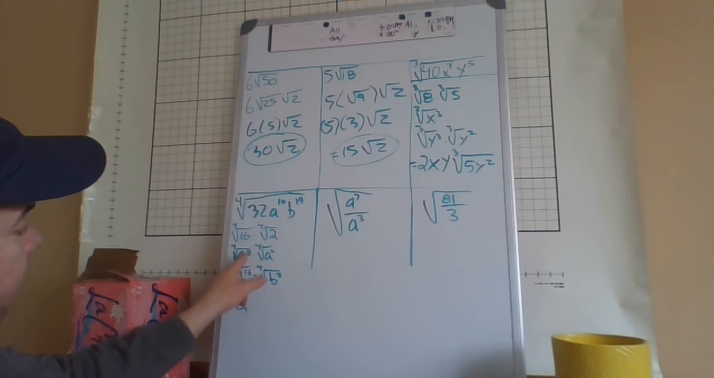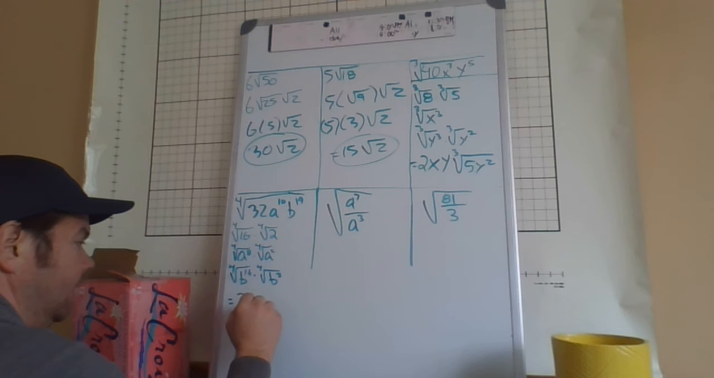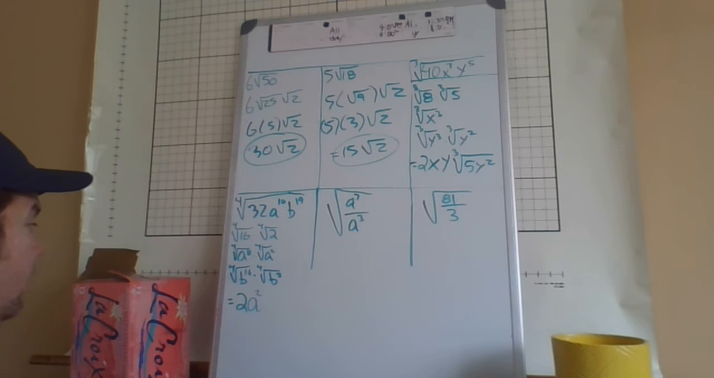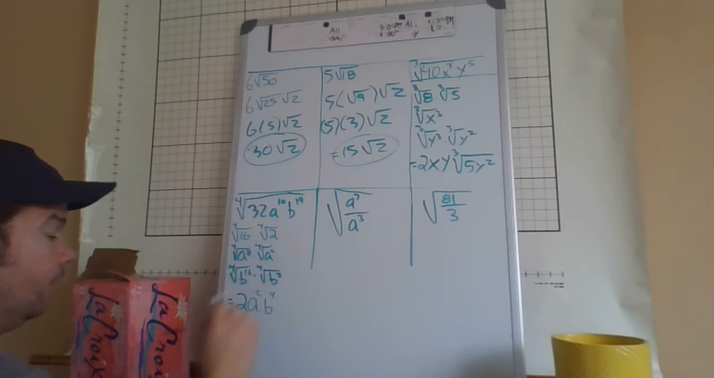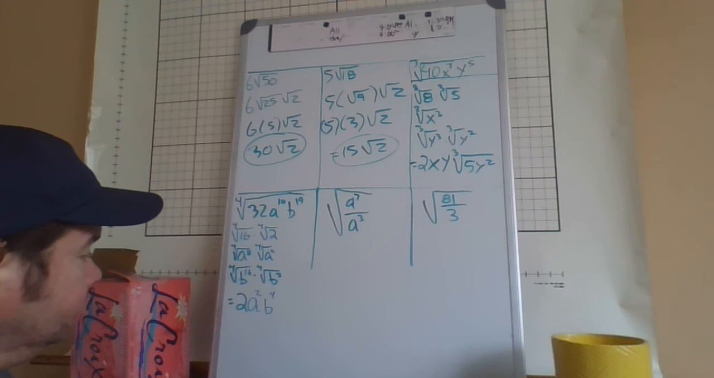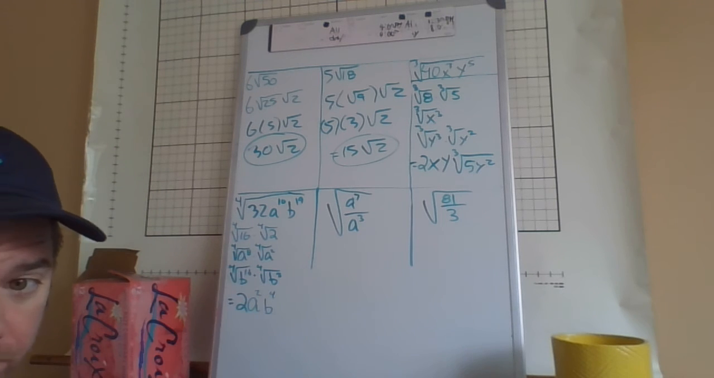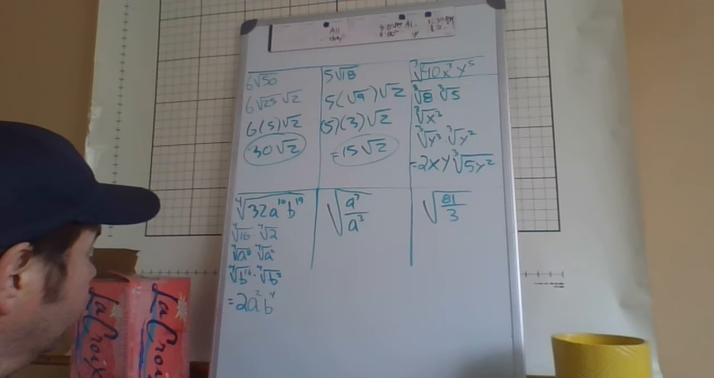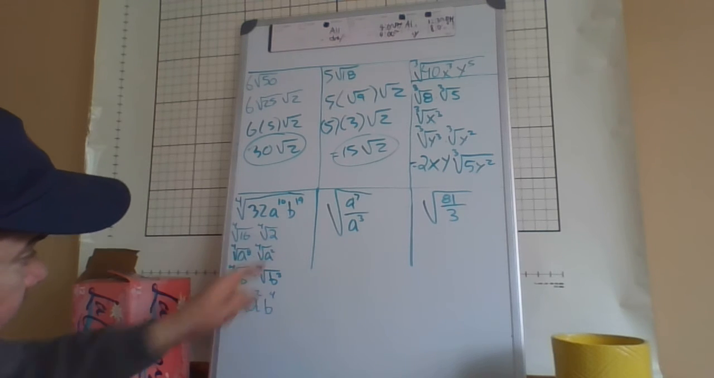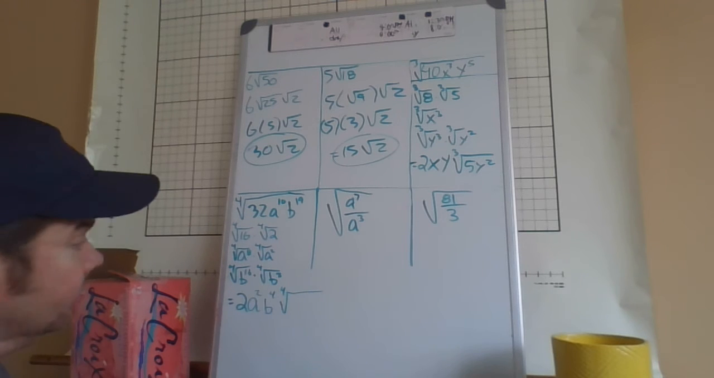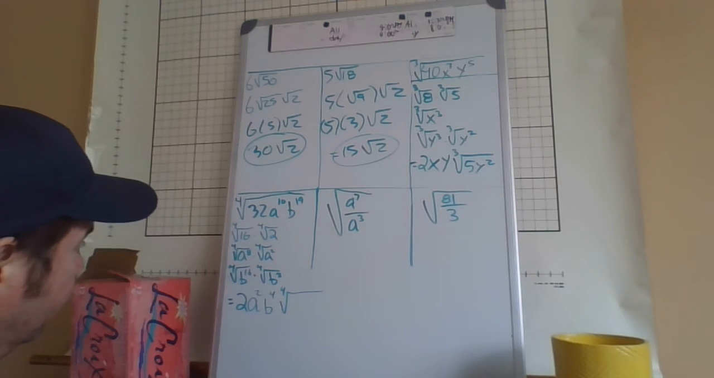Fourth root of a to the 8th, that's a squared. Fourth root of b to the 16th is b to the 4th. And all of this stuff I can't do anything with because it can't be simplified. So with those things I couldn't simplify, I put them back together under the same radical. Since they all have the same index, I can do that.